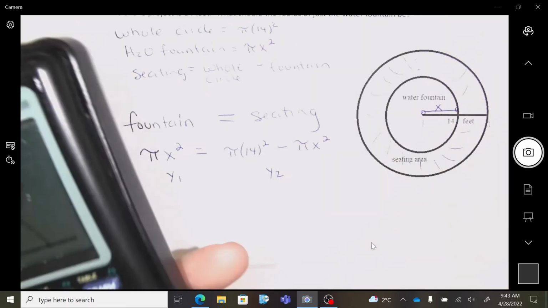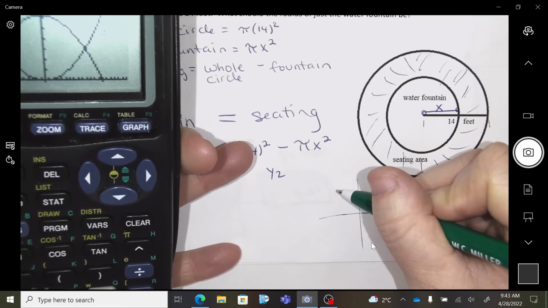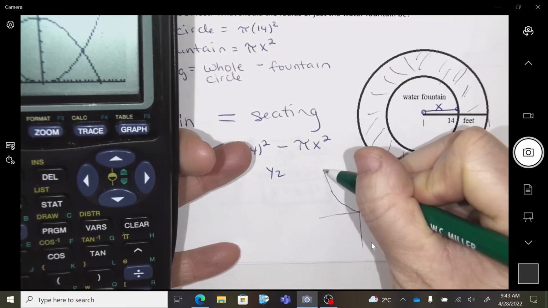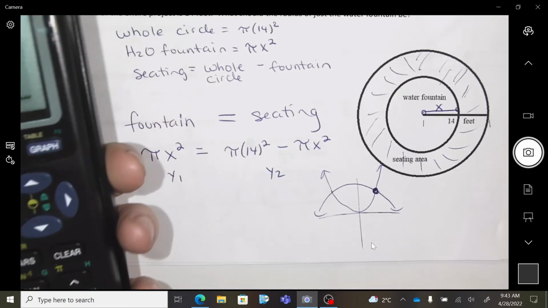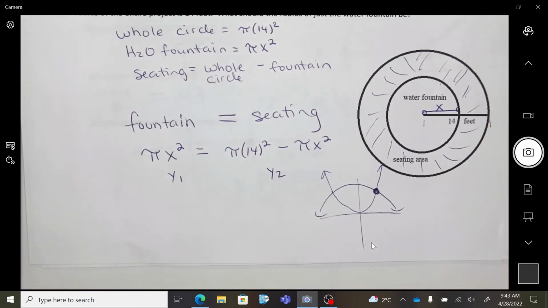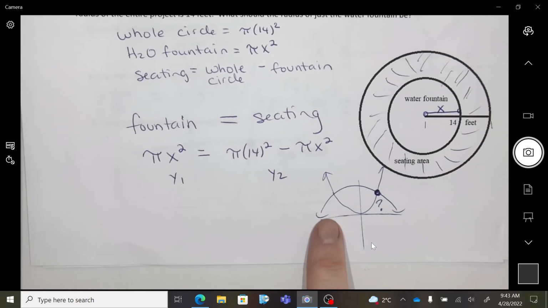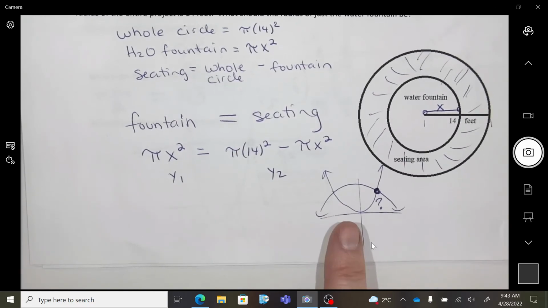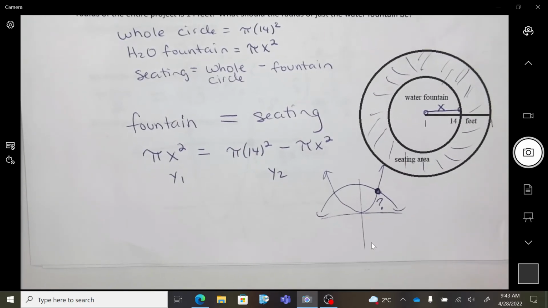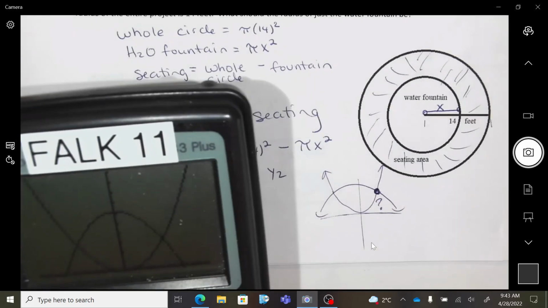Okay. So I want to know this intersection point. This is what my goal is. I don't care about this intersection over here because x is negative, and negative dimensions don't make sense. So can you end up with this x value?